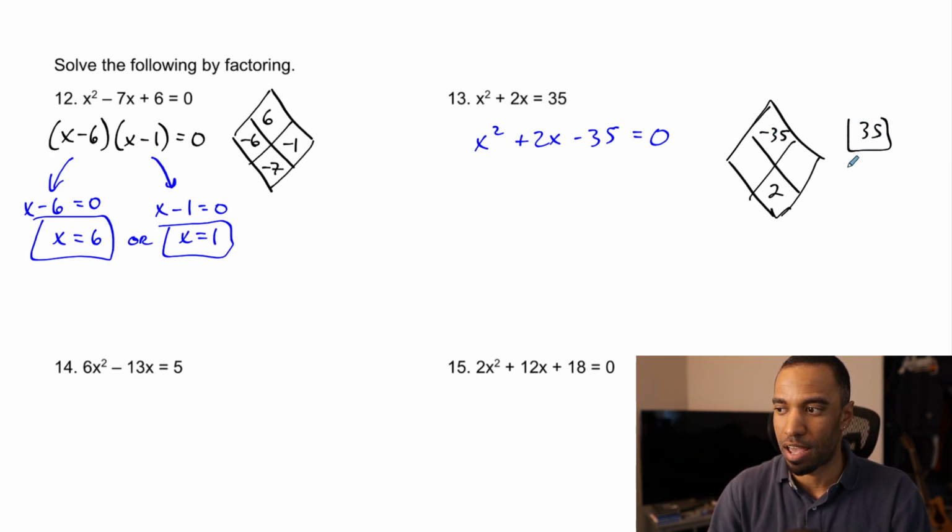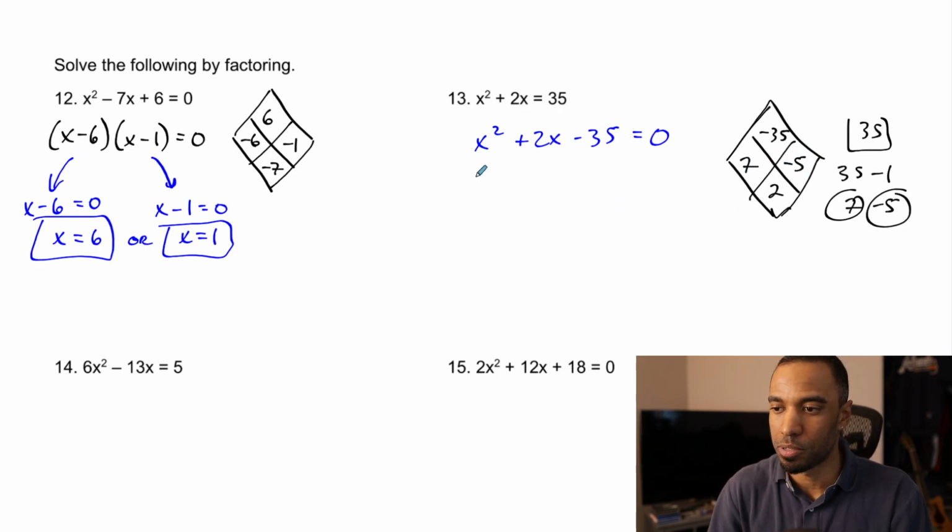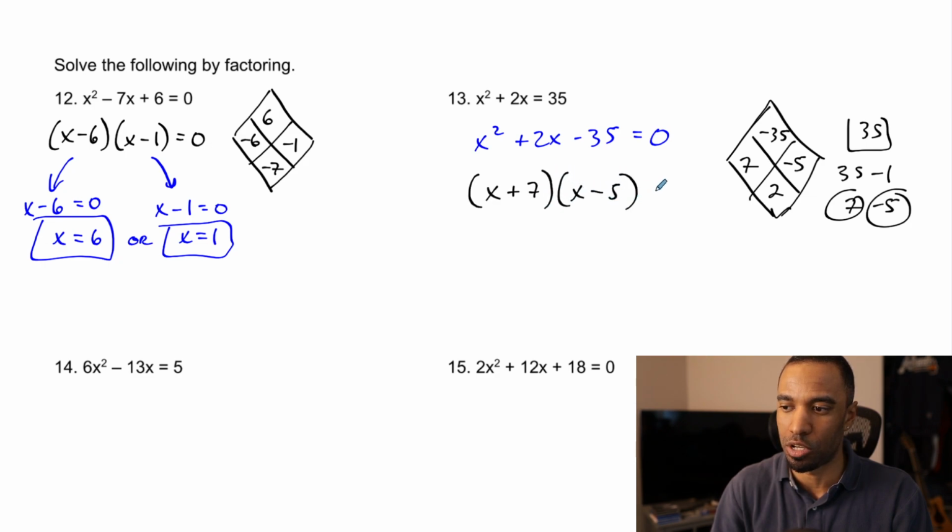Your factors of 35 are 35 and 1, or 7 and 5. Negative product, positive sum means the negative number is smaller. 35 minus 1 is 34. 7 minus 5 is 2. It's going to be 7 and negative 5. 7, negative 5 are your two factors. So this becomes x plus 7 times x minus 5 equals 0.